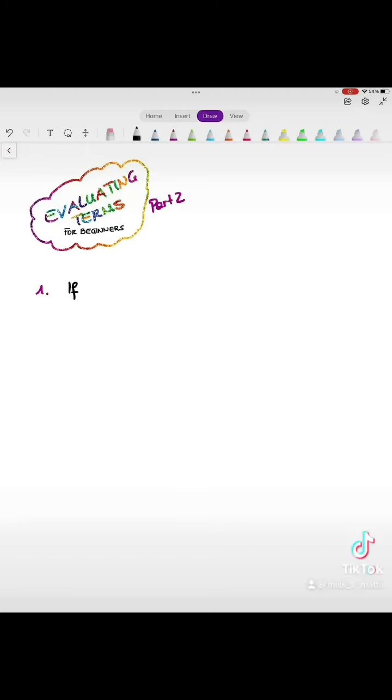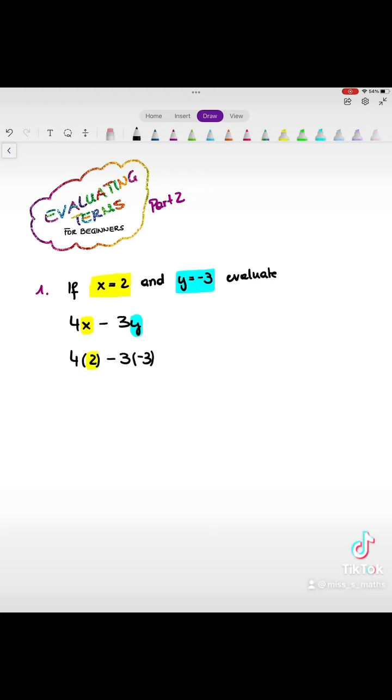This is part 2 on evaluating terms for beginners, and in the first exercise we're given two values. We have one value for x, which is 2, and one value for y, which is -3. We will now work on this exercise and try to evaluate this expression for x is 2 and y is -3. What that means is we're going to replace every x with the number 2 and every y with the number -3.